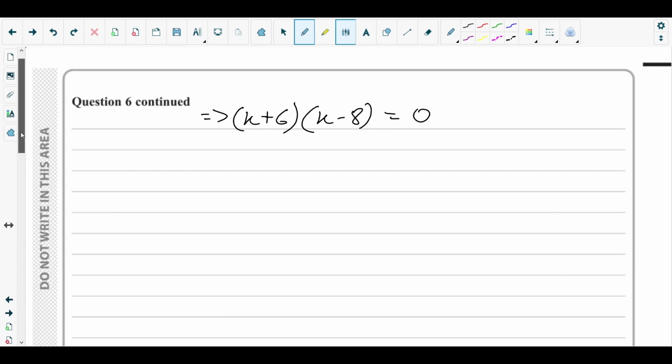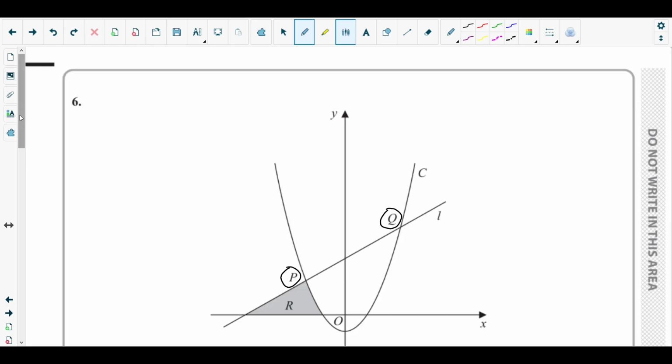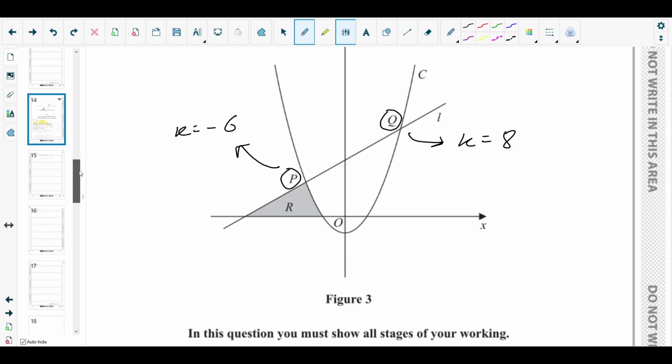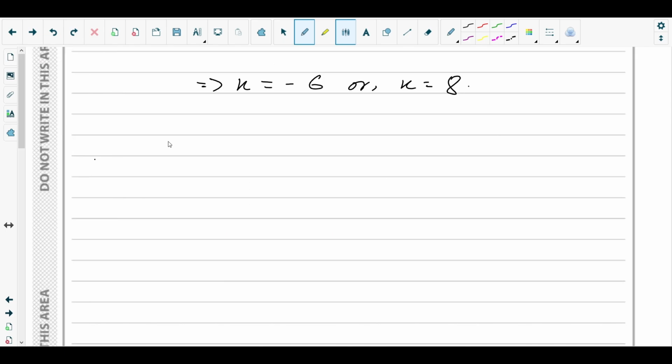So what you will get here is either x equals negative 6 or x equals 8. So we got the two possible values for x. If you see the figure, you can see that point P lies on the negative x-axis, so here x equals negative 6. And point Q lies on the positive x-axis, so here x equals 8. So we got the x coordinate of the two points. So at P, we can write x equals negative 6.